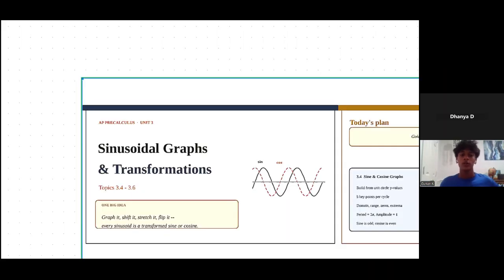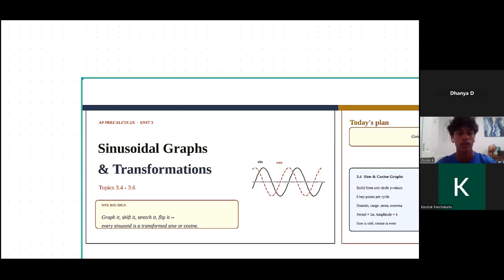All right. Today, we're going to look at topics 3.4 to 3.6, which are sinusoidal graphs and transformations. This is the start of all the trig ratios and everything we're going to do this unit, and accompanied with the unit circle, it'll help you understand the unit circle as well. I think this is one of the more useful topics for calculus, especially from pre-cal. So keep that in mind as we proceed here.